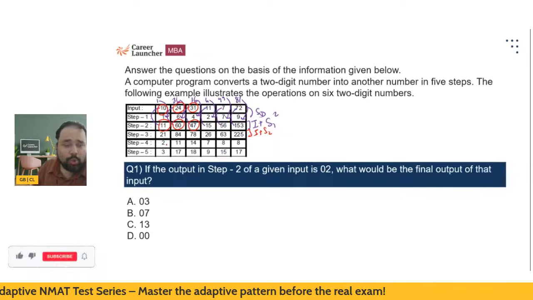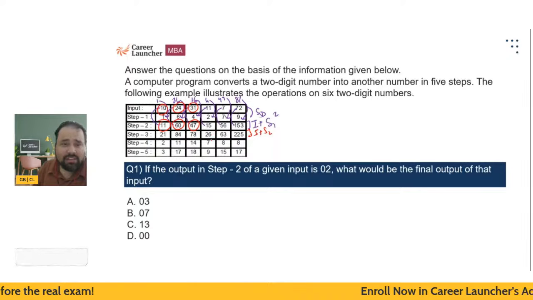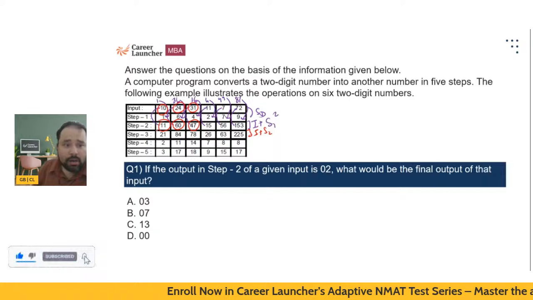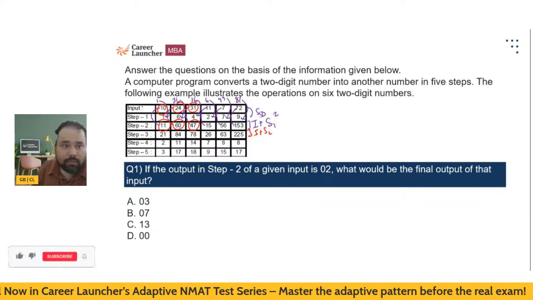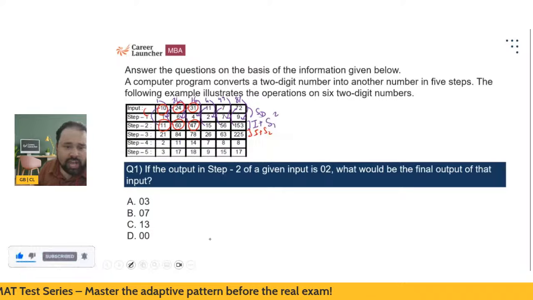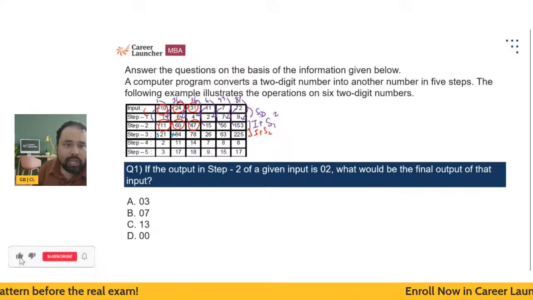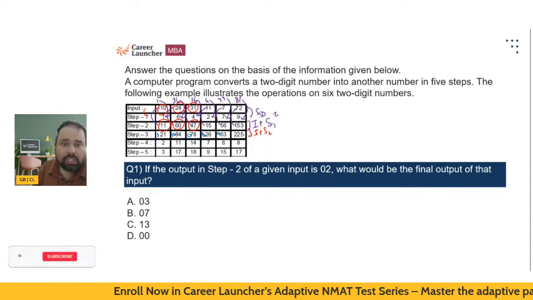21 has become 2, 84 has become 11, 78 has become 14, 26 has become 7, 63 has become 8, 225 has become 8. When a big number became a smaller number, the first thing that struck me when I went from input to step 1 was sum of digits. So let's try sum of digits again. 2 plus 1 is 3, 8 plus 4 is 12, 7 plus 8 is 15, 2 plus 6 is 8, 6 plus 3 is 9, 2 plus 2 plus 5 is 9.